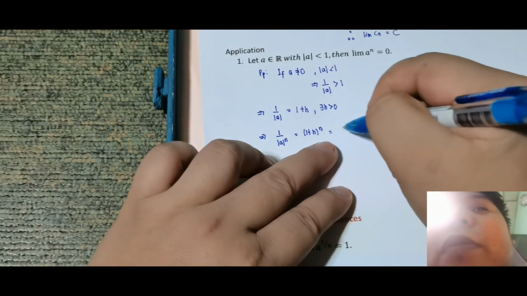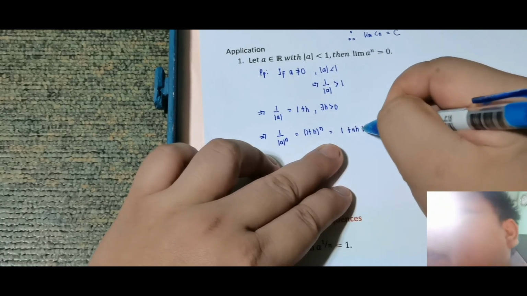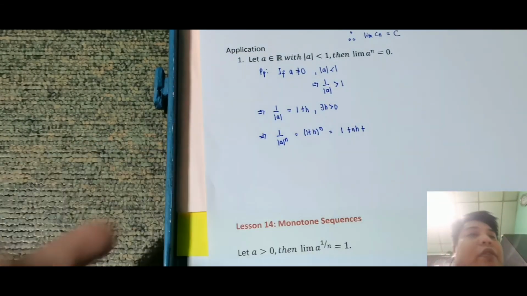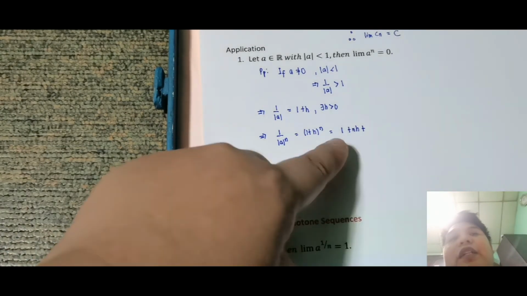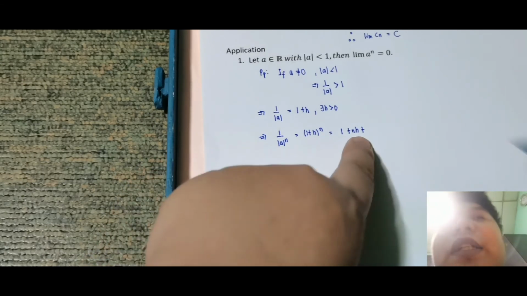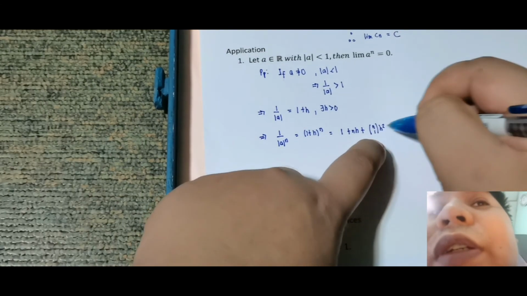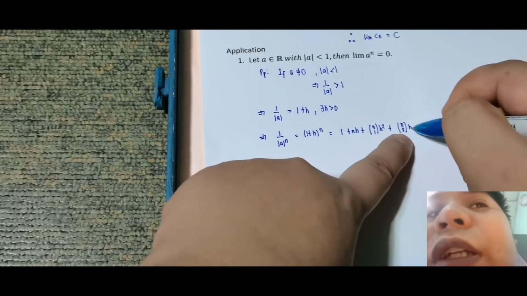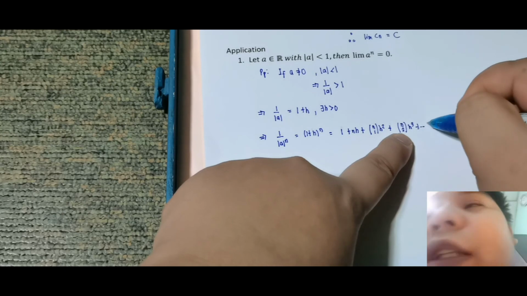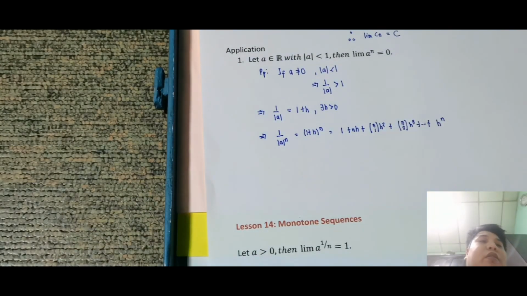Ibig sabihin nito is 1 plus nh plus, kasi ito yung n taken 0, n taken 0 tapos H, so plus n taken 1, tapos H squared, plus n taken 2, H cube, plus that plus, that is H raised to n. By binomial theorem, kung naalala mo.